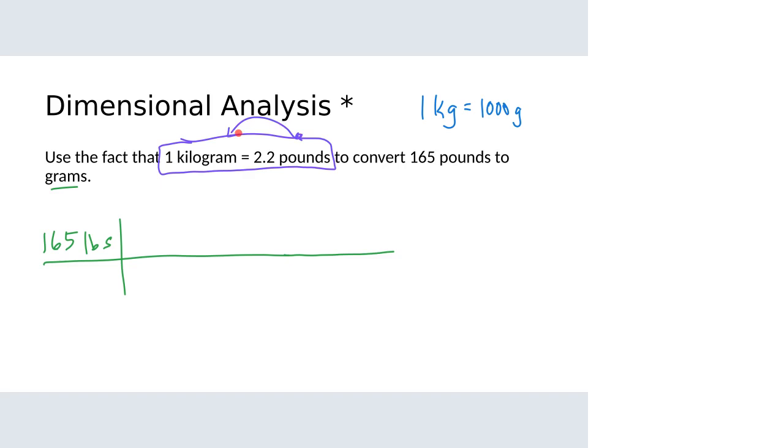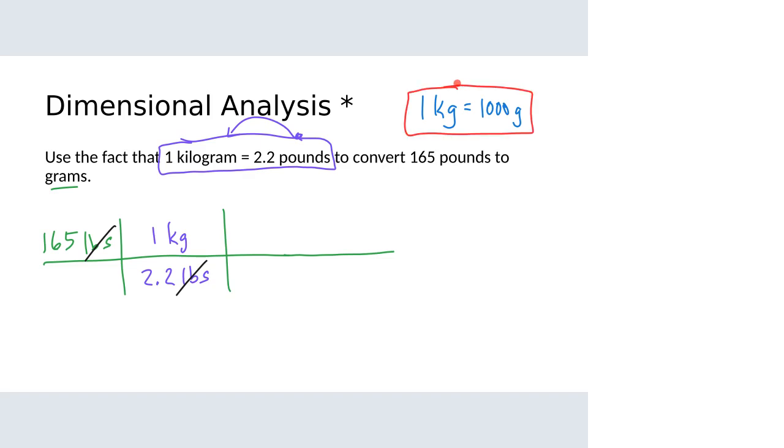The way I'm going to use that is I'm going to put the 2.2 pounds on the bottom and the 1 kilogram on top. The reason I picked to put them there is because I want these pounds to cancel, so I need to put pounds on the bottom. Okay, got that. So far what I've done is gone from pounds to kilograms. Not quite done. Now I need to go to grams.